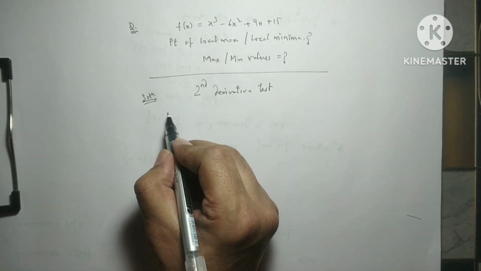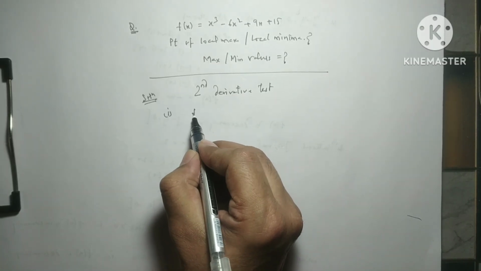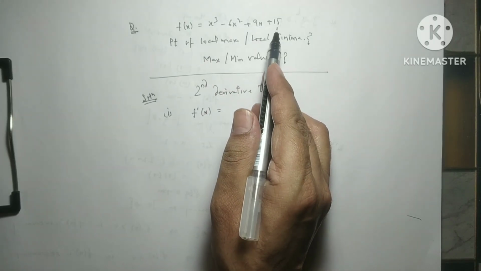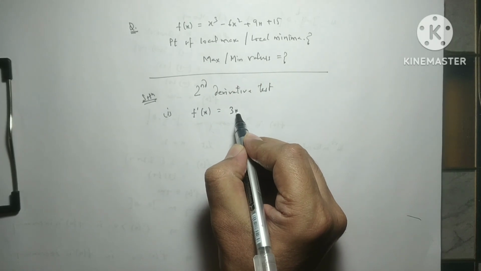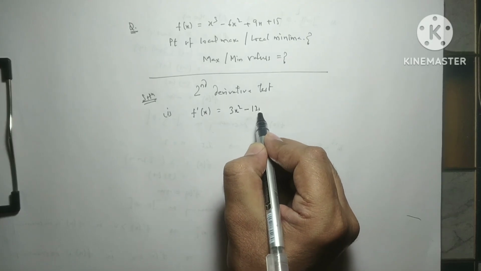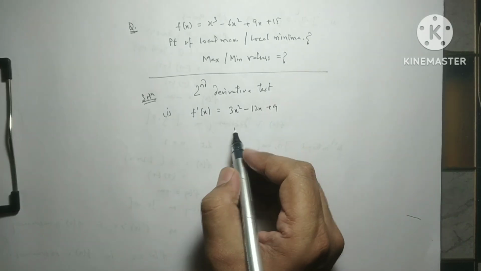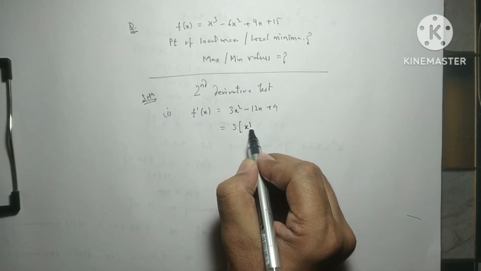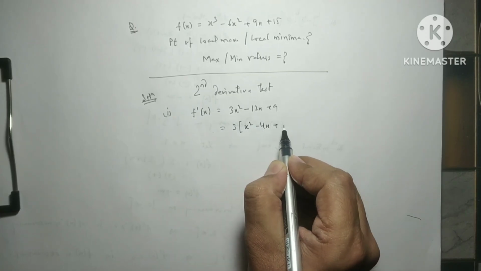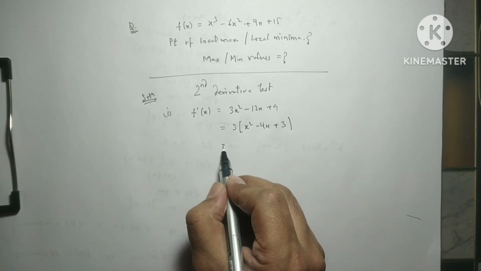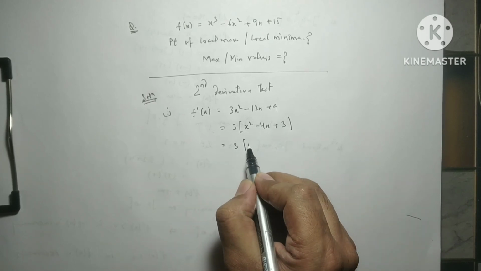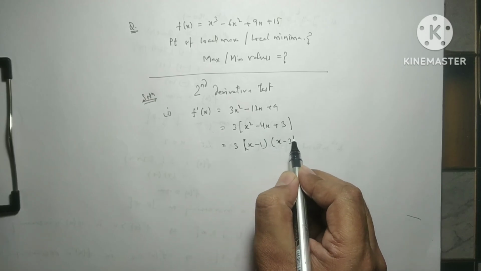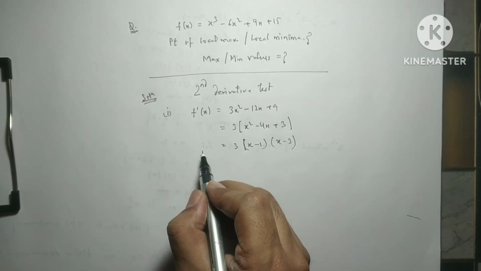So according to this, step 1 is first we obtain the first derivative. So first derivative means differentiate this, you get 3x square minus 12x plus 9. So it is 3 common, x square minus 4x plus 3. So it is (x minus 1) and (x minus 3). So these are the factors.